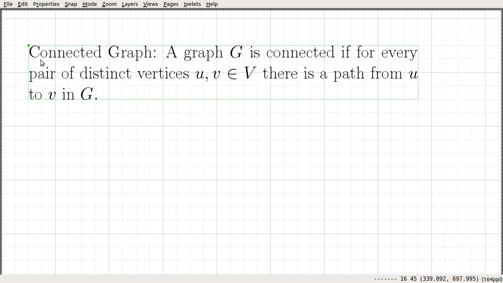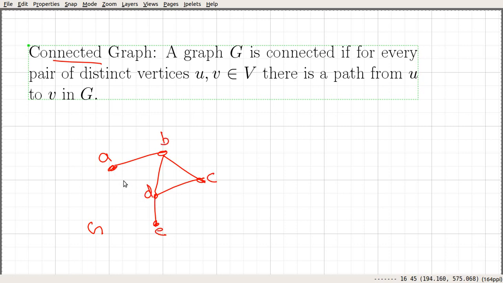So one more definition: what is called a connected graph. Let me draw a connected graph, then I will explain the definition with that example. So let's consider this graph, and let it be say G. A graph G is connected if for every pair of distinct vertices u, v there is a path from u to v in G. Let me label the vertices as say A, B, C, D, E.